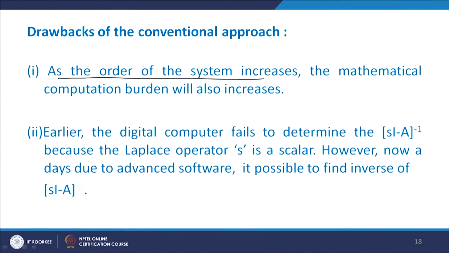Now, the other thing is that here we need to calculate the inverse. If you think about 25 years back, where there was no software, at that time the calculation of the inverse was quite cumbersome. That means you have to find the adjoint and determinant, all these things. As the order increases, it is quite difficult, and if you take an example like power system models with a very high order, it is difficult to apply this particular method. Therefore, as the order of the system increases, the mathematical computation burden will also increase. This is the one drawback.